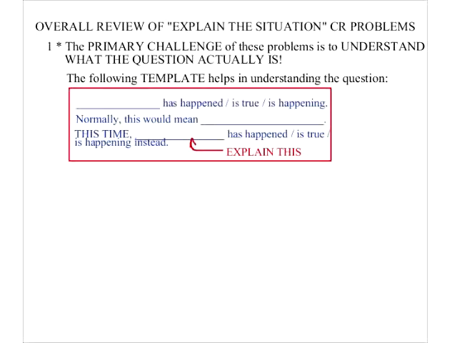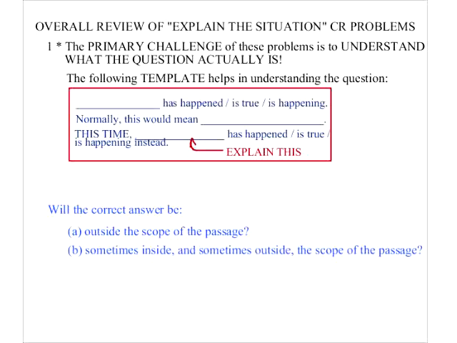All right, let's talk about scope. What do you guys think? Do you think that the correct answer to these questions will be A, outside the scope of the passage, B, sometimes inside and sometimes outside the scope of the passage, or C, always inside the scope of the passage?